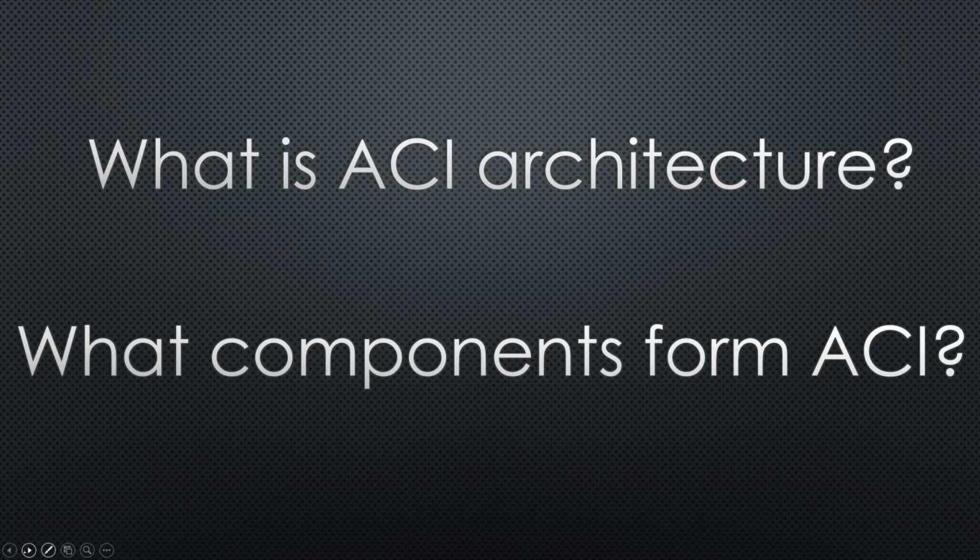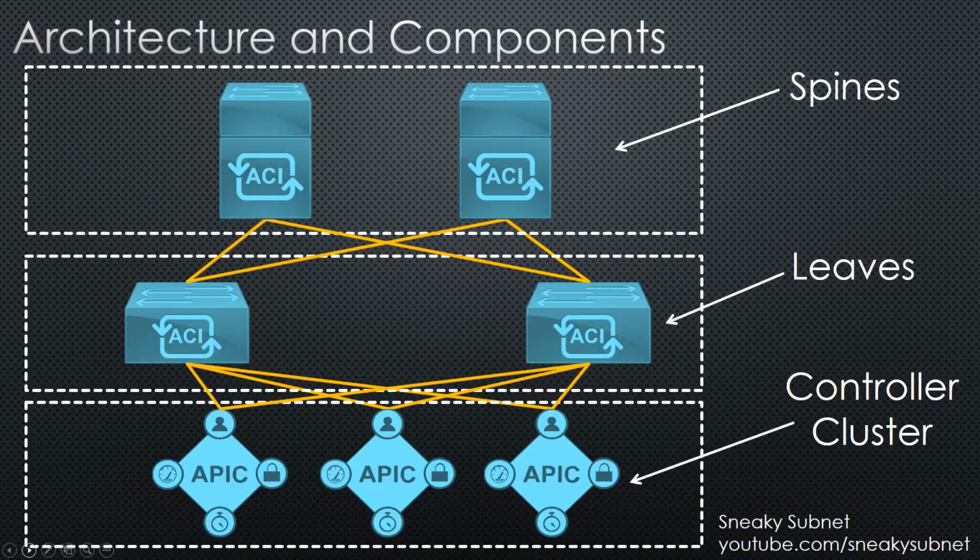Questions here are: what is ACI architecture and what components form ACI? ACI has 3 main components: spine switches, which you can see on the top, leaf switches in the middle, and cluster of APIC controllers. Other elements that augment ACI will be discussed later. APIC controllers are responsible for representing all your switches as a single fabric, and they allow you to manage this fabric from a single pane of glass.